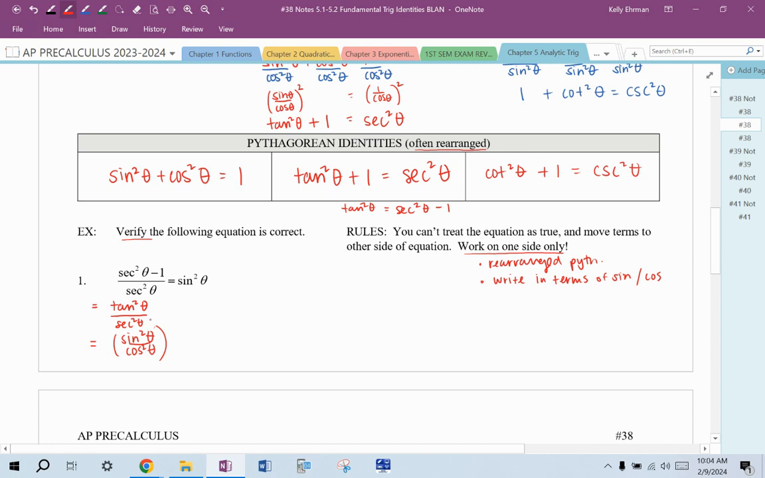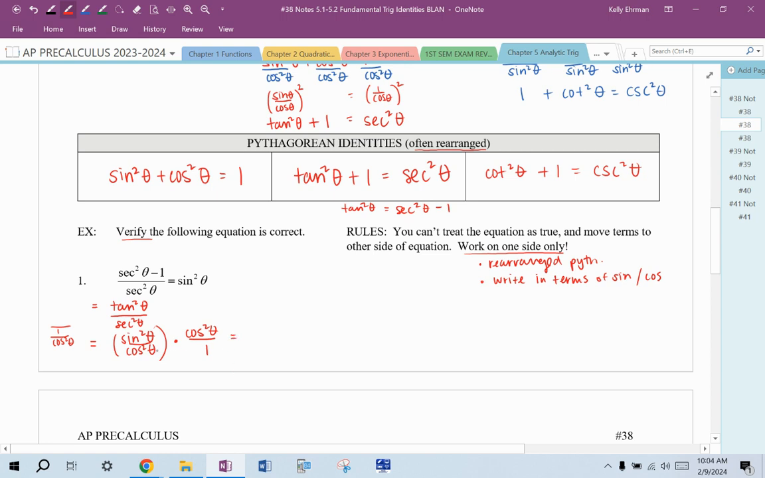Instead of dividing by secant squared, I can say secant squared is 1 over cosine squared, right? So I can say times cosine squared theta over 1. So instead of dividing by secant squared, it's like saying you're going to divide by 1 over cosine squared, so let's just multiply by that reciprocal.